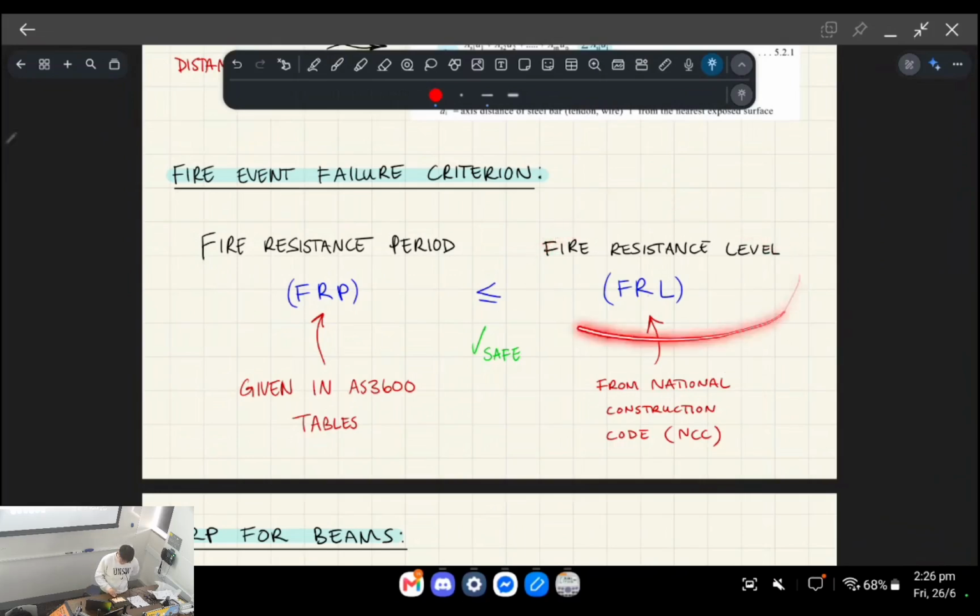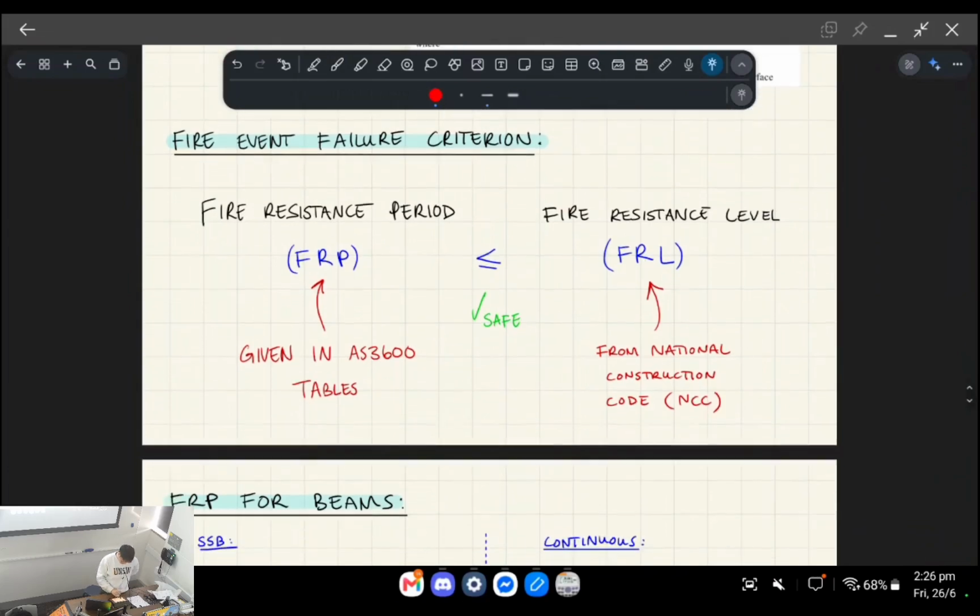So you have to satisfy some kind of fire resistance level, which a fire engineer will tell you. For example, it might take 90 minutes to escape this building. It might take 120 minutes to escape this building, whatever. It's measured in minutes, okay? And then as a structural engineer, you use the guidelines in AS3600 to tell you how long your beam takes before it melts, or it collapses, okay?